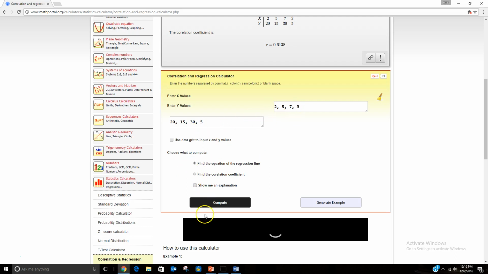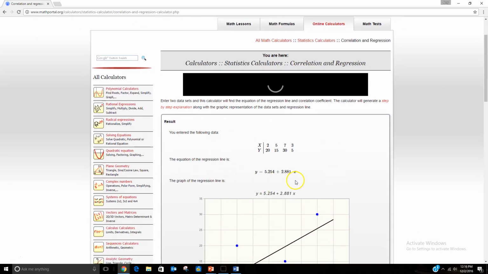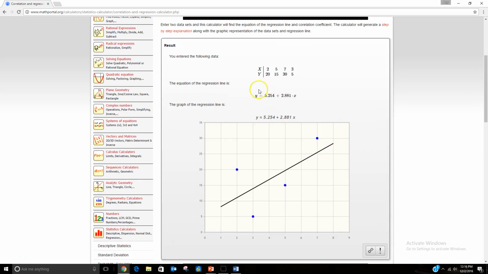Okay, so then if you want to do the regression equation, you do the same thing. You put in your X and your Y, you hit compute, and it'll give you an equation for the line. So here's the regression equation. The only thing is this site and also your calculator will give this to you kind of backwards. I would typically write this as Y equals 2.881x plus 5.254. So this is like the slope, and this is like the y-intercept. But it also shows it in the data, so that's really useful.